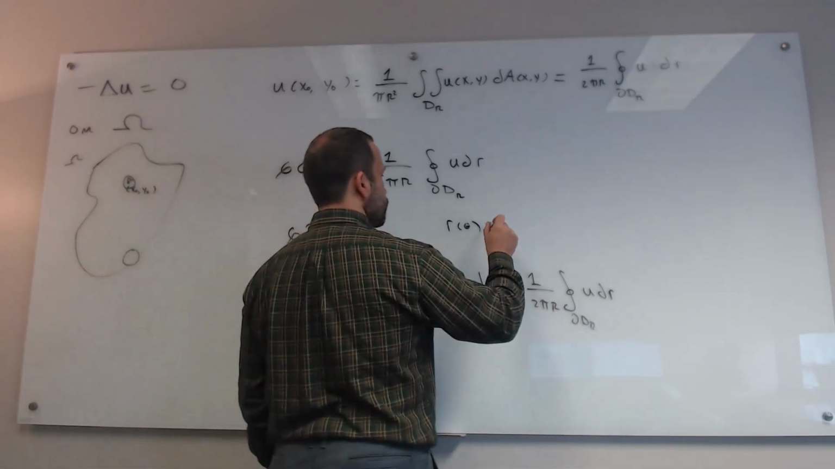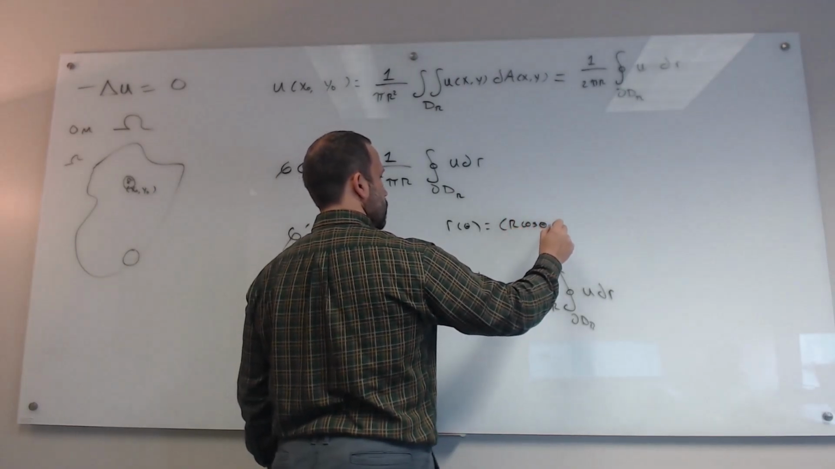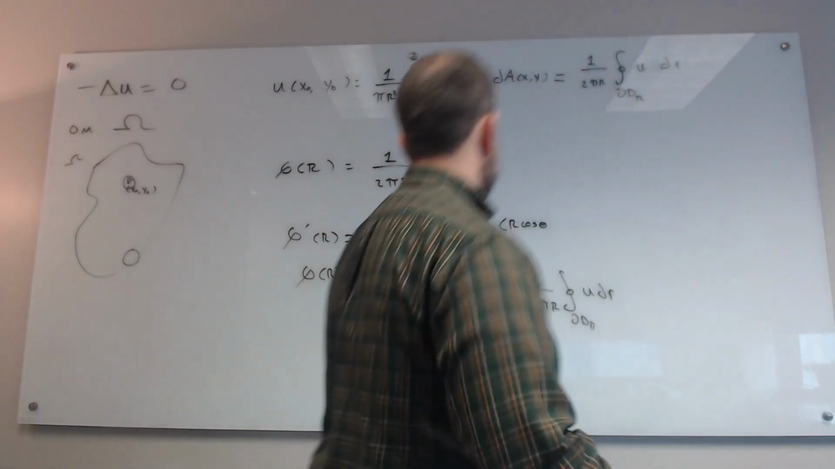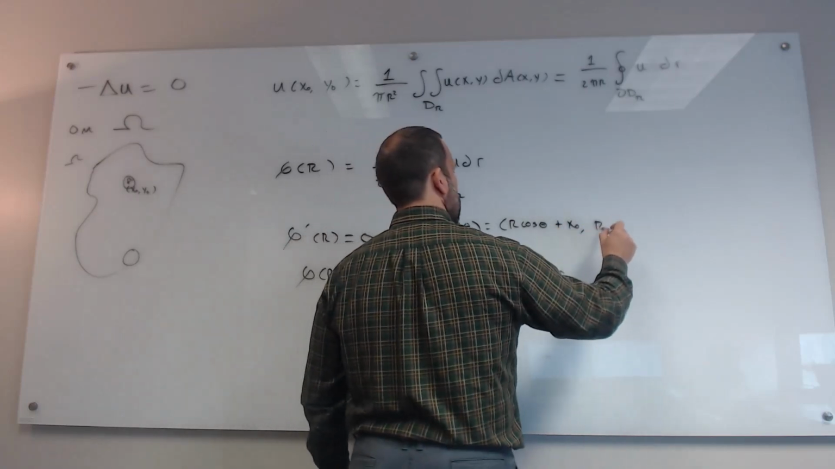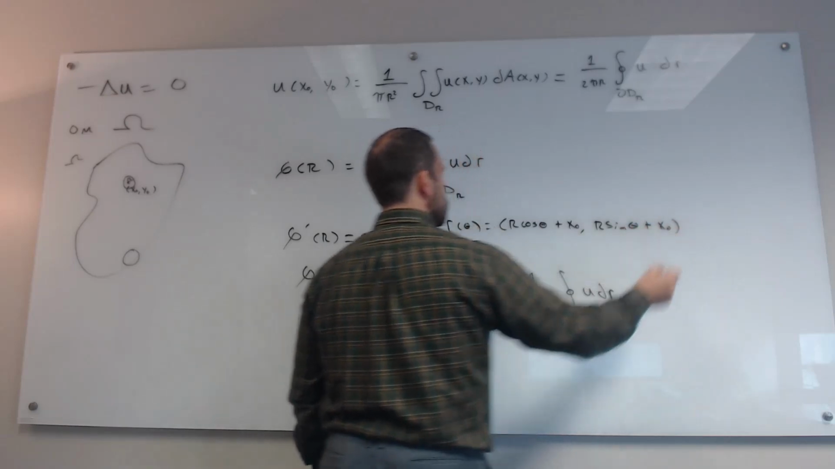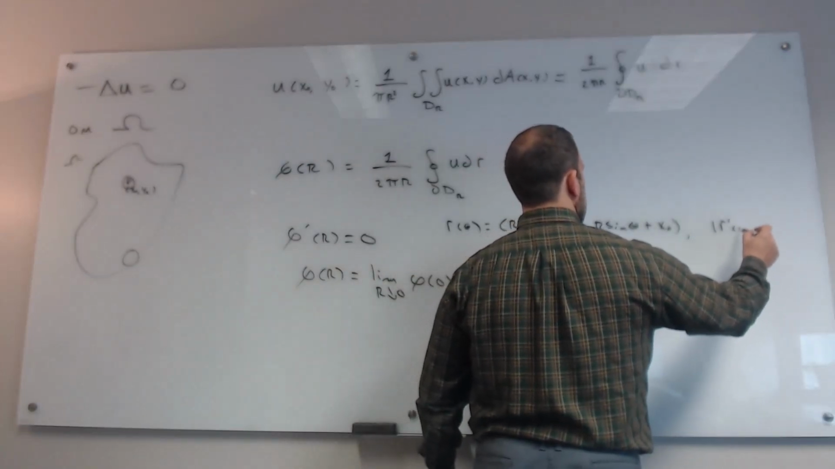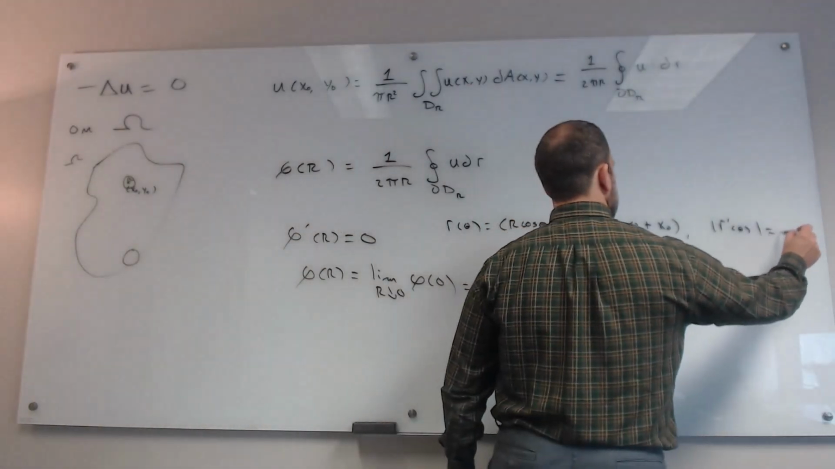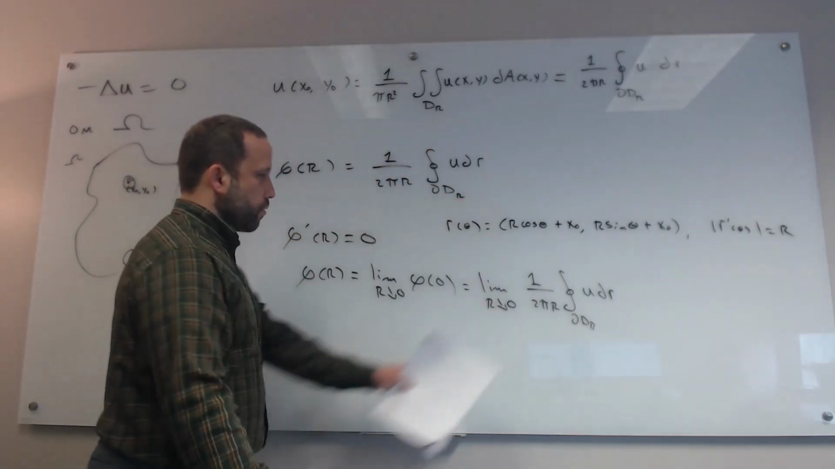So I'm going to say r of theta is equal to r cosine theta plus x naught, r sine theta plus y naught. And so the magnitude, I'll let you figure this out on your own, magnitude of r prime theta is just going to be equal to r. Okay, so now I'm going to replace this integral with this, the parameterization.